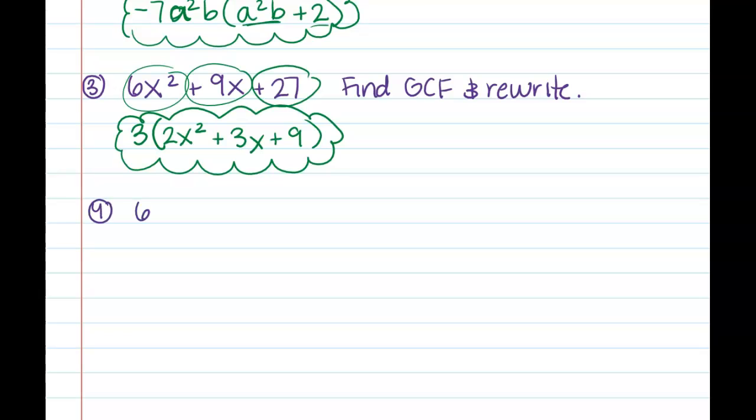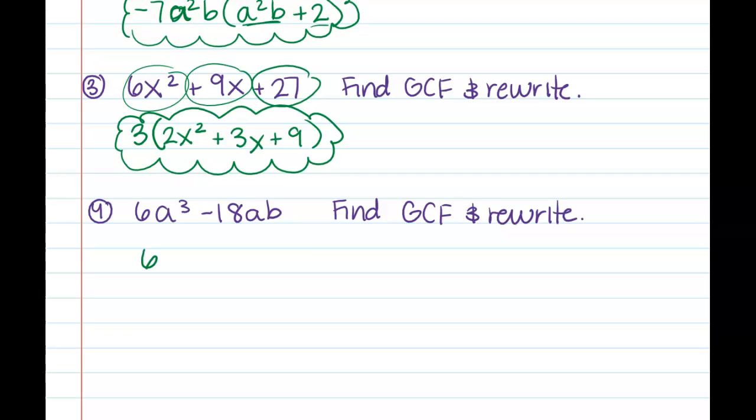Now let's look at 6a cubed minus 18ab. We'll once again find the GCF and rewrite. So we have numbers and a's and b's. As far as a number, I can take a 6 out of both of those, so my GCF in terms of a number is 6. As far as a's, I have an a cubed and an a. I can divide both of those by an a. As far as a b, only the second term has a b in it, so it's just going to have to stay there. It does not come on the outside as the GCF.